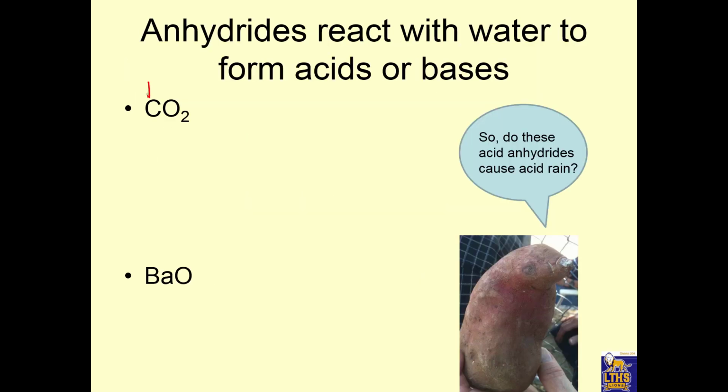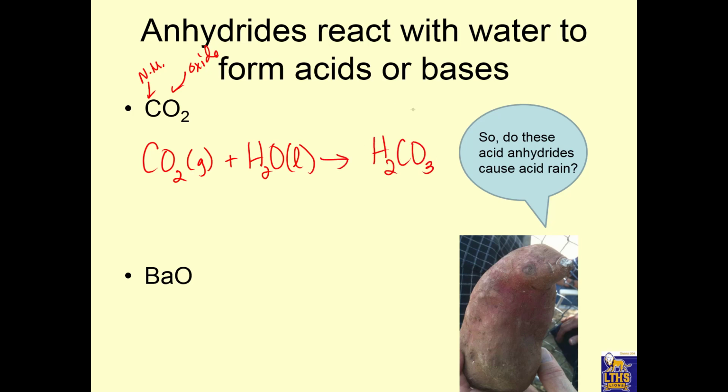Okay, so what is this? This is a non-metal, and this is oxide. So this is a non-metal oxide. If I take it and put it into water, it's going to turn into H2CO3, which is an acid. Okay, so non-metal oxides are called acid anhydrides. So it's not an acid or a base, but when you put it into water, it turns into an acid. And so that's why carbon dioxide in the atmosphere helps to contribute to acid rain.